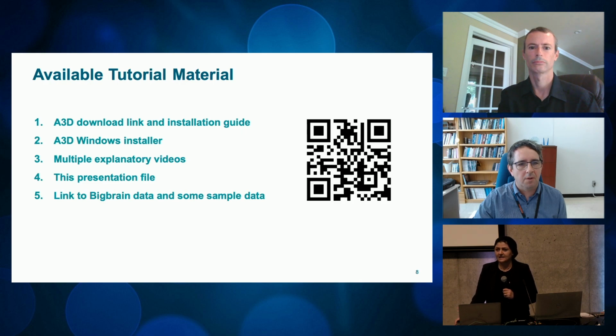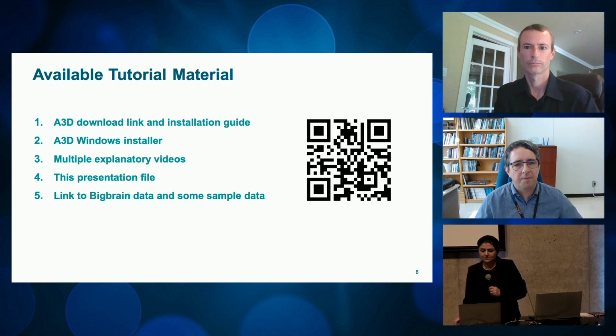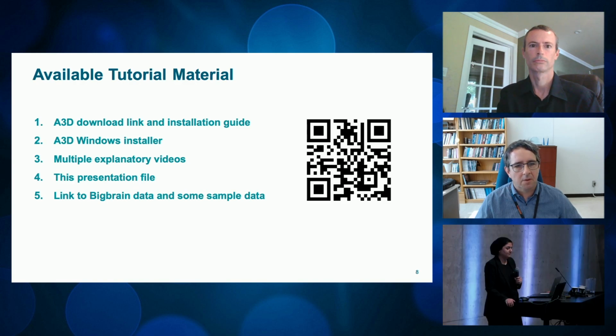After that, it asks you to provide the key. You should email me or my colleagues, whose email address I will provide, to generate this key for you. It's free, but we want to keep track of who is working with this software. And also, we have multiple explanatory videos in the repository, and you can access this presentation file and a link to the BigBrain data and the data samples of the surfaces.